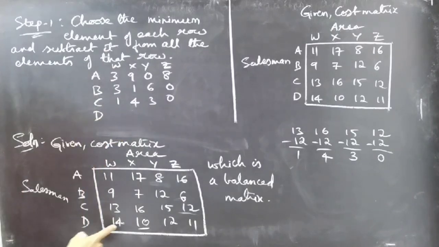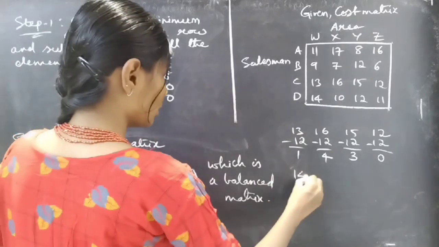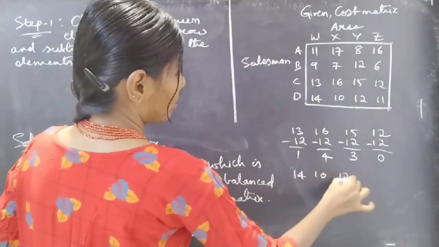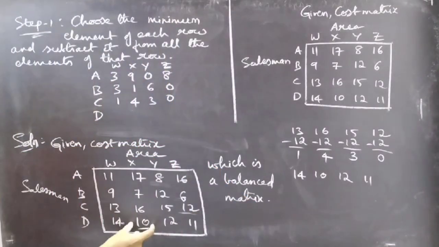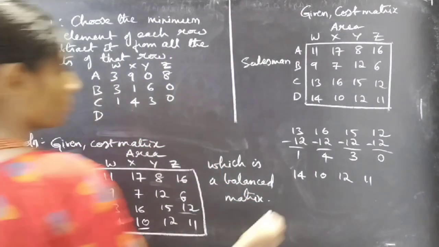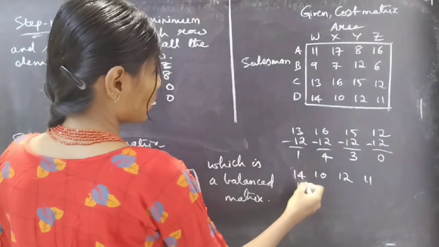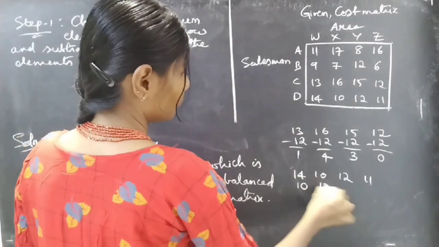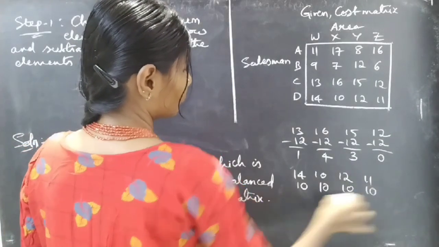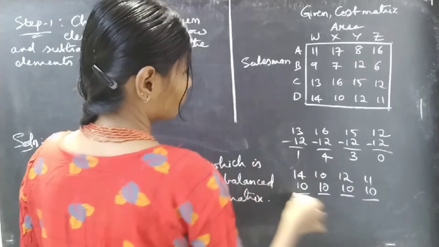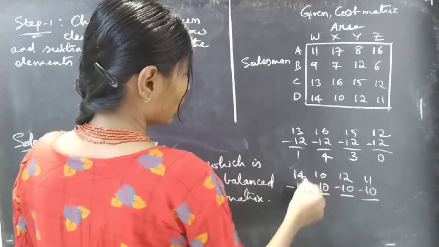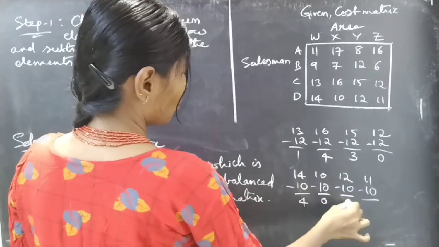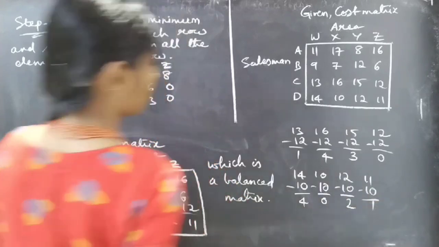Now coming to D, we have 14, 10, 12, 11. Here 10 is the least element in the fourth row. So we'll subtract 10 from each element of the fourth row. We'll get 4, 0, 2, 1.